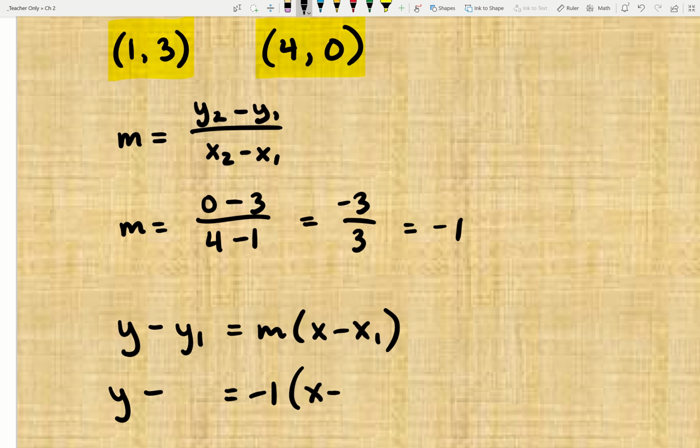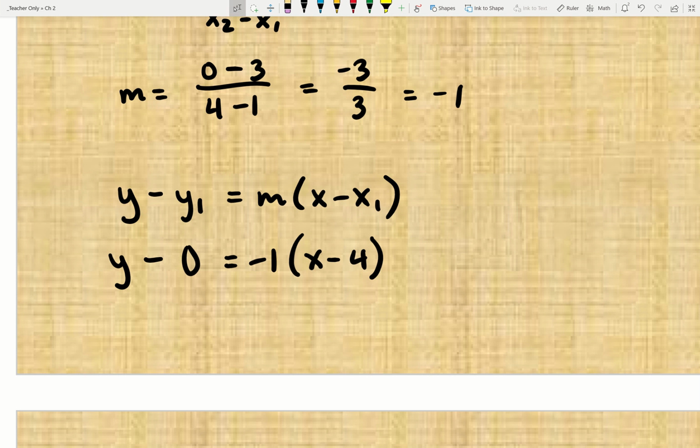And in general, I always like to try to pick the point that has a coordinate of 0 in it, because when I plug that in, there's really no math to do, because 0 makes things disappear, right? I'll go ahead and plug in my x-coordinate there, and then you'll notice on the left-hand side, y minus 0, that's just y. If I distribute in that negative 1, I get negative x plus 4.